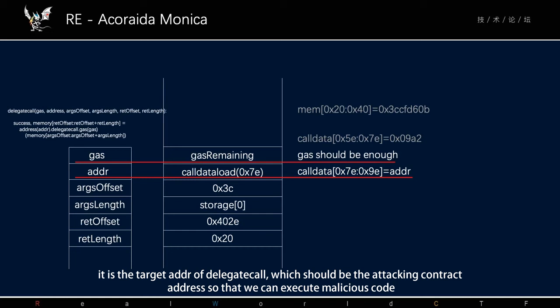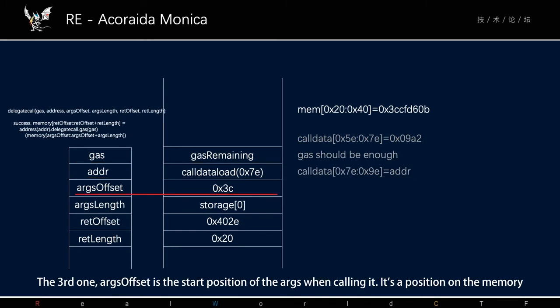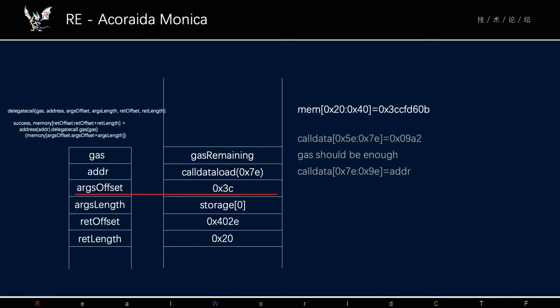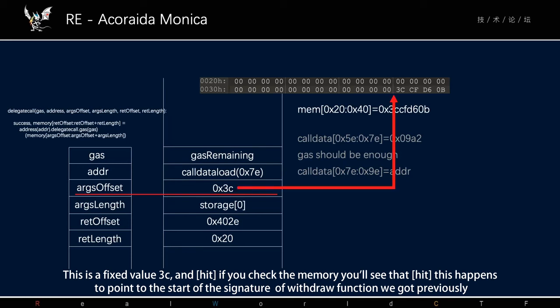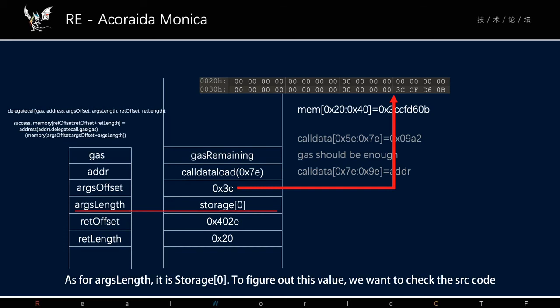And the third one, argument offset, is the starting position of the arguments when calling it. So it's a position in memory, right? And this is a fixed value 0x3C. If you check the memory, you will see that this happens to point to the start of the signature of the withdraw function we got previously. And as for argument length, the value is storage 0, right? We left it here before.